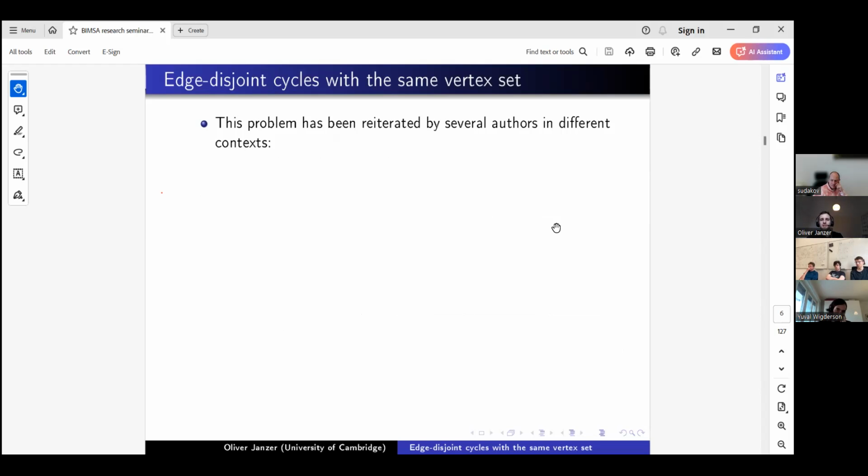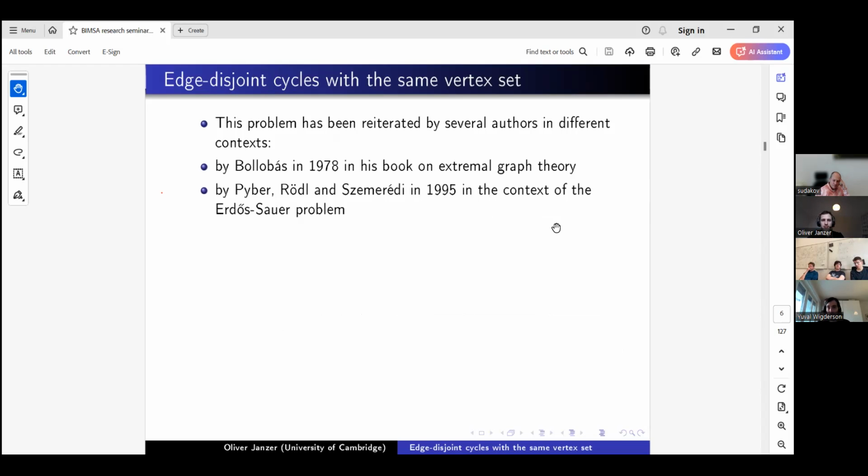And this problem has connections to many other important problems, and therefore has been reiterated in various contexts by several authors. So first, it was reiterated by Bollobás in his book on extremal graph theory. Then it was also reiterated by Pyber, Rödl, and Szemerédi in 1995 in the context of the Erdős-Sayer problem. And the connection here is that if you have two edge disjoint cycles on the same vertex set, then the union of those two cycles is a 4 regular graph. And of course, the Erdős-Sayer problem asks for the maximum number of edges you can have without containing an r regular graph. So that's the connection.